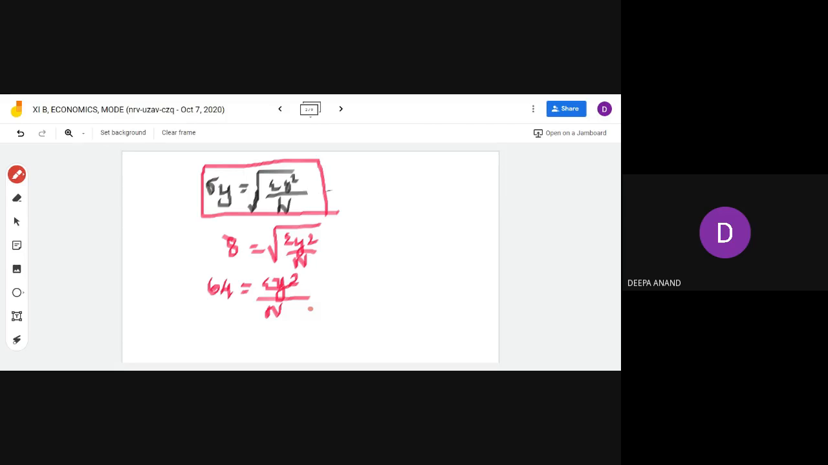So now the calculation has become easy. Then you can write 64n is equal to sigma y square. So here you can write sigma y square is equal to 64n. We don't know what n is, so we have to wait for it. So we got it: sigma y square is equal to 64n.